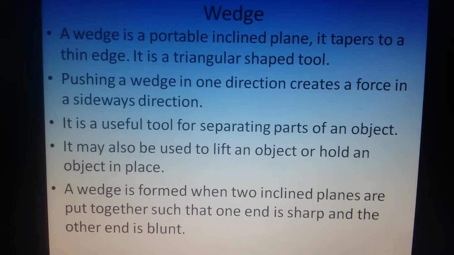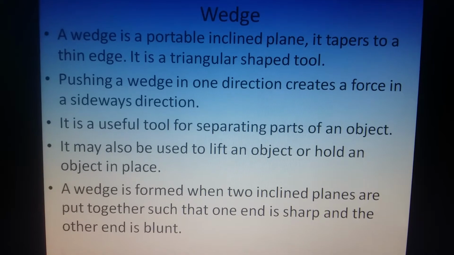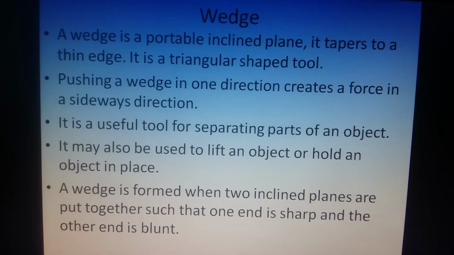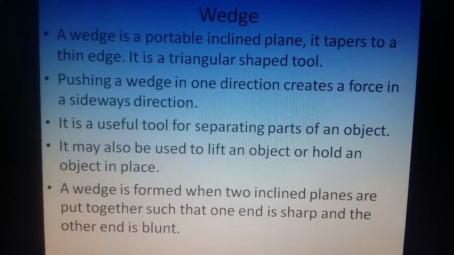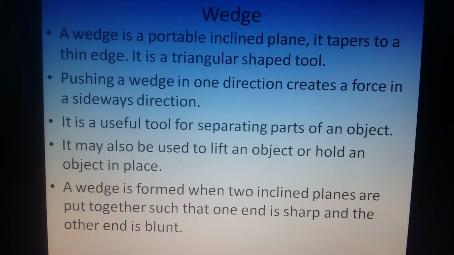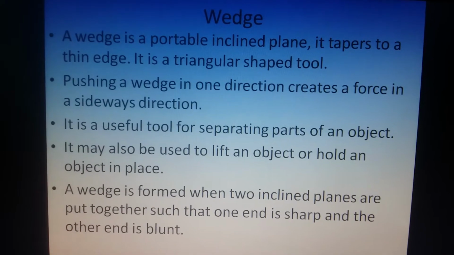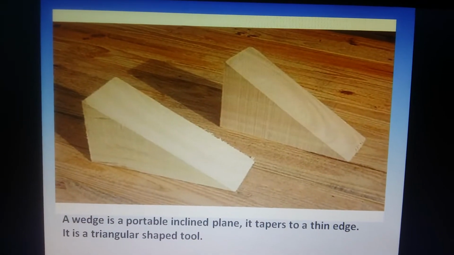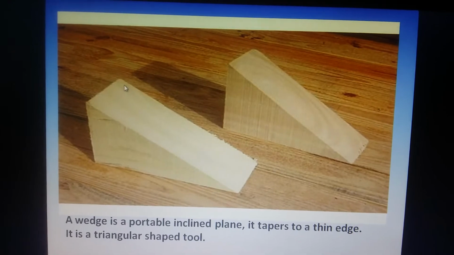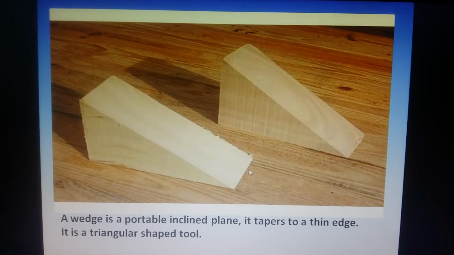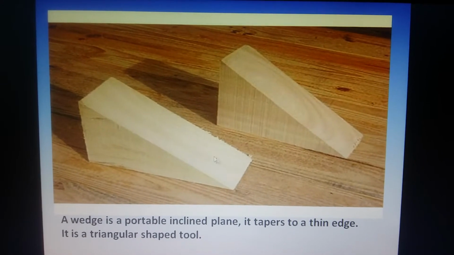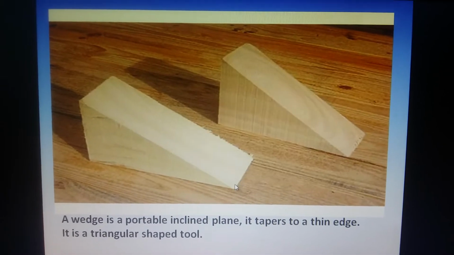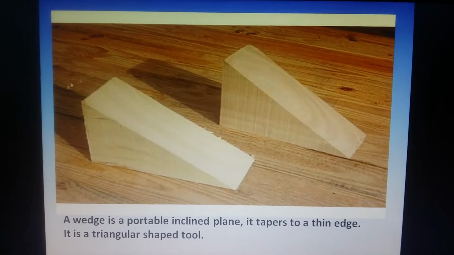Wedge. What is a wedge? Wedge is also a simple machine. A wedge is a portable inclined plane. It tapers to a thin edge and it is a triangular shaped tool. You can see that a wedge is a portable inclined plane. You can see this inclined plane in this picture, and it tapers to a thin edge.